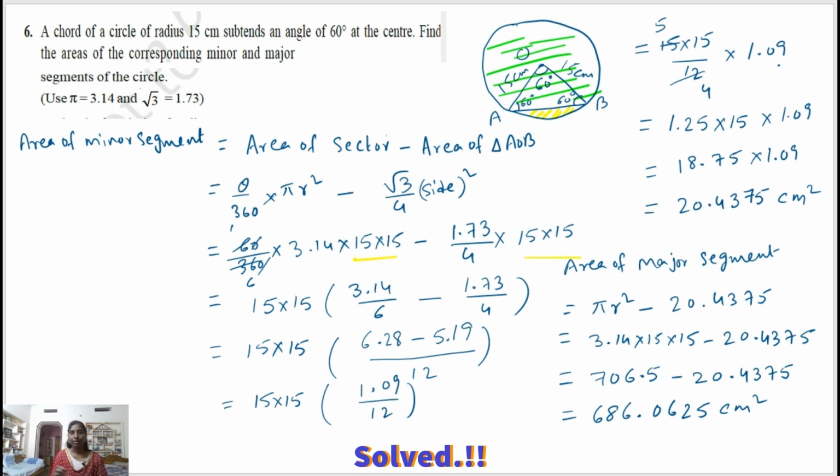I hope you have understood this calculation very well. Okay, now we will move to the next question. So now we have question number 7. Let us read it. A chord of a circle of radius 12 cm subtends an angle of 120 degrees at the center. Find the area of the corresponding segment of the circle. Use pi is equal to 3.14 and root 3 is equal to 1.73.